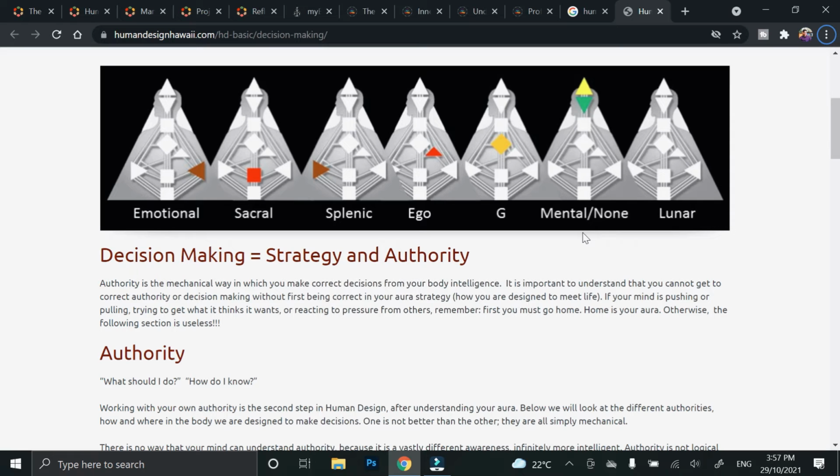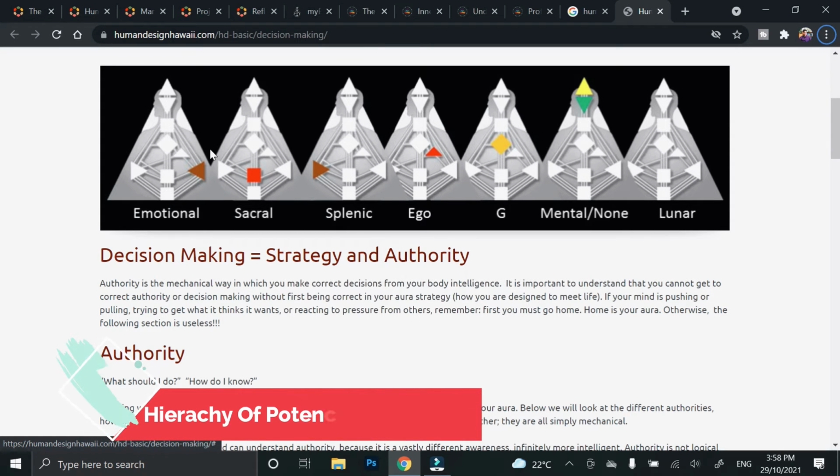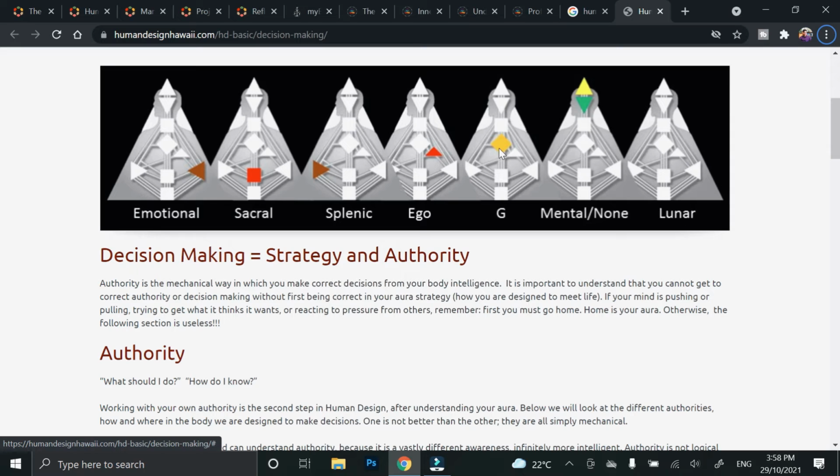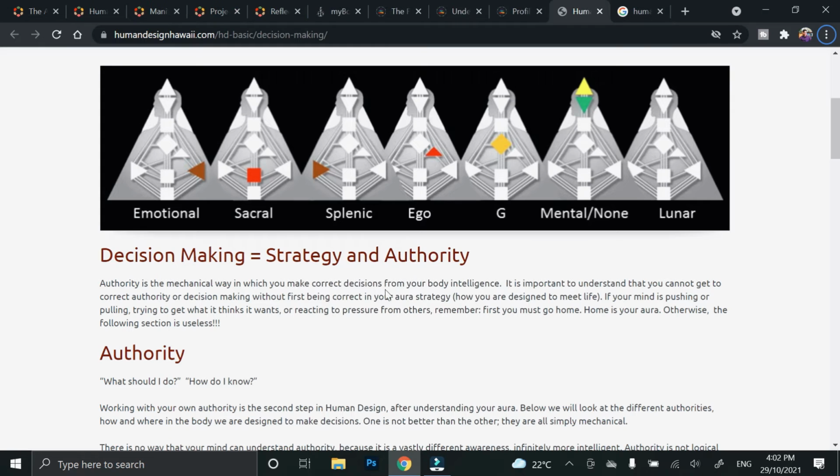For the inner authority, there is an energetic hierarchy of these centers going from the most potent energy to the least, starting from the most potent, which is the solar plexus, all about emotional, passionate energy, going down to the least potent at the G center. Whichever you have defined that is highest on this list going downwards, that is going to be your authority, with emotional being the highest.